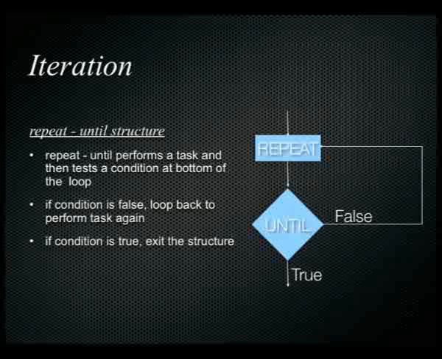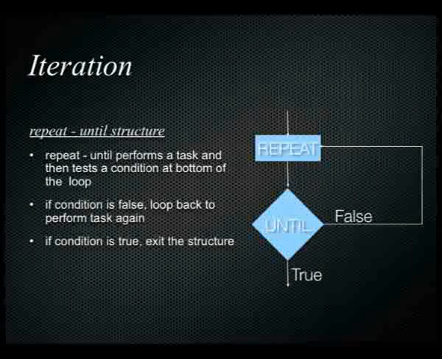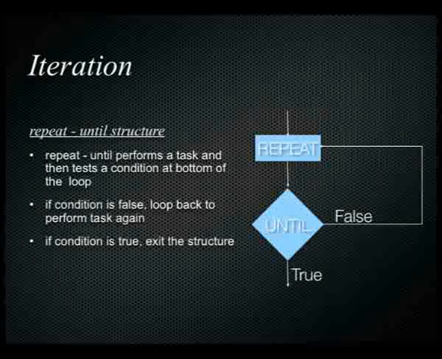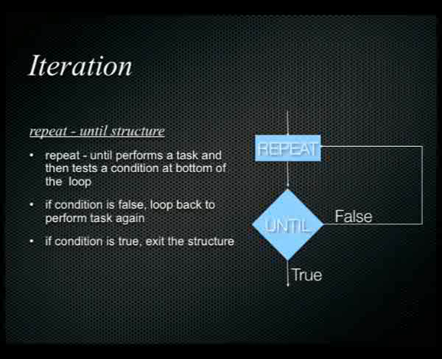So therefore we have the false path going back to the repeat, and then the true path is the path that exits. So you can see, like before, one entry flow line, one exit flow line.